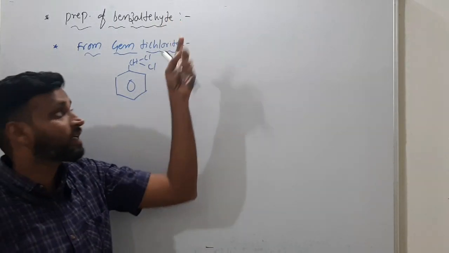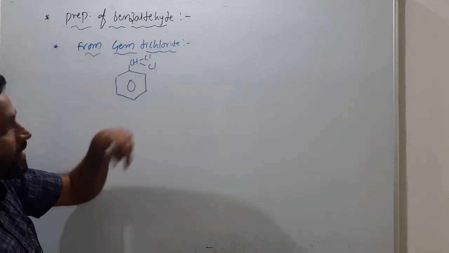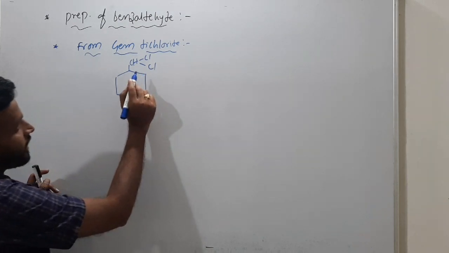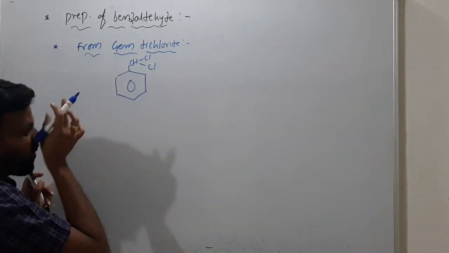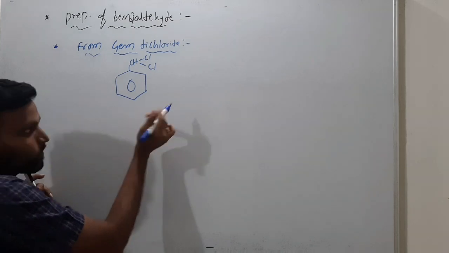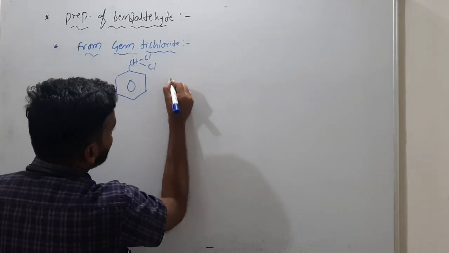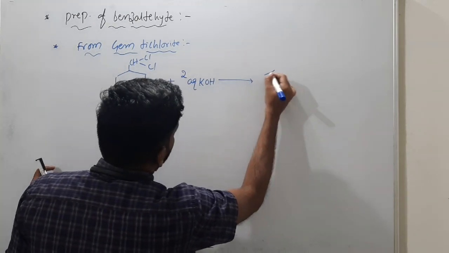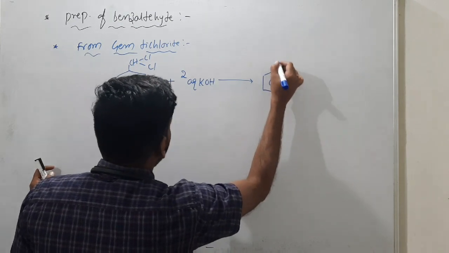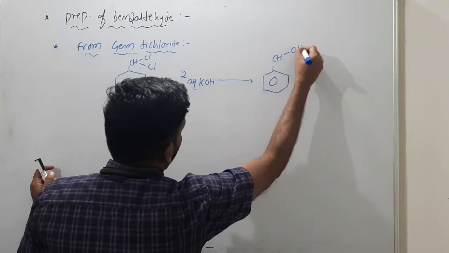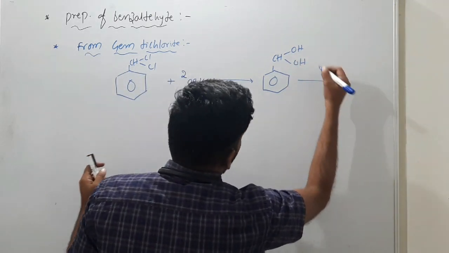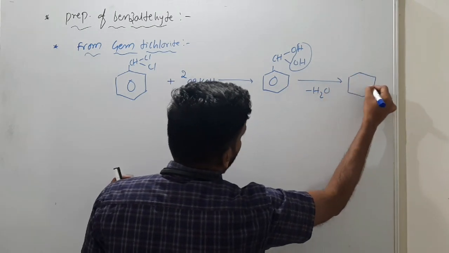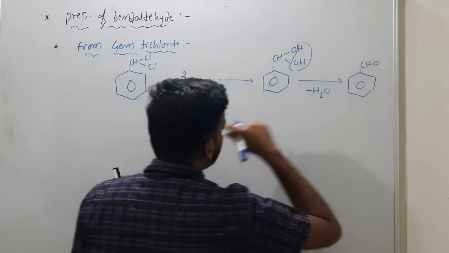Next, preparation of benzaldehyde from a gem dichloride. Here, is it a gem dichloride or not? Actually, you can call it 1,1-dichlorotoluene. So on treating this with aqueous KOH, what will you have here? C6H5, CH, and OH and OH you are having, and further removal of a water molecule, minus H2O, gives C6H5CHO, benzaldehyde.